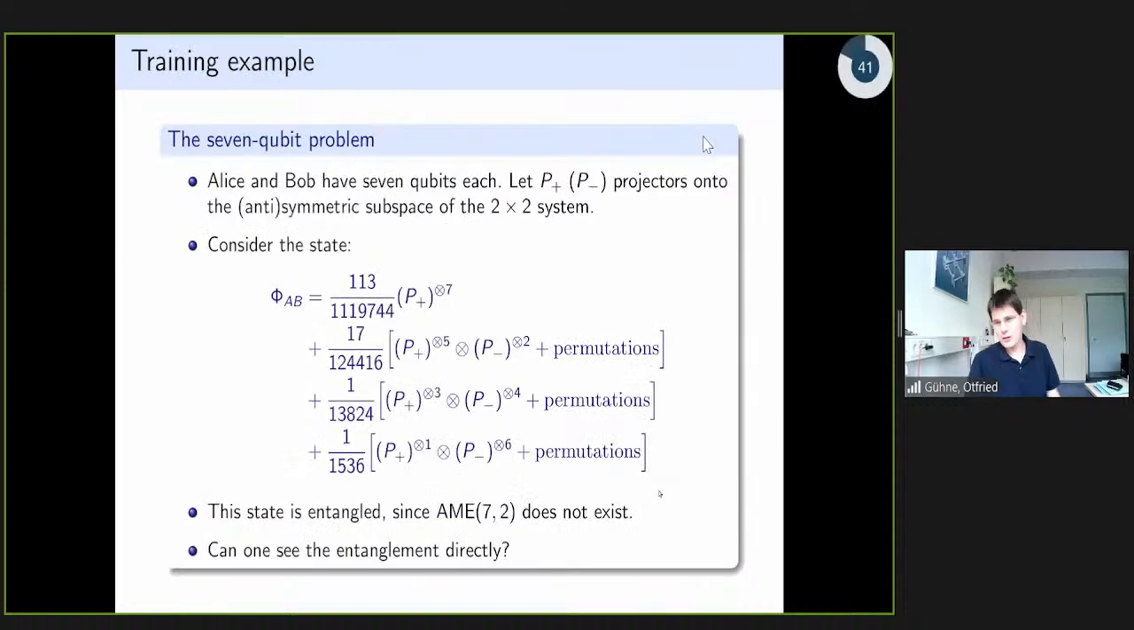But in principle, if you're interested, you can also look at other examples. This would be the case for the 7-qubit case. And this state must be entangled because this AME state doesn't exist. But honestly, I have no idea how to prove that this is entangled directly from the state. We tried a bunch of separability criteria and all of them failed.